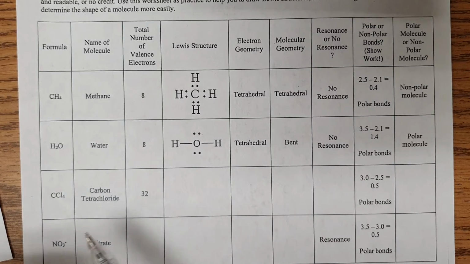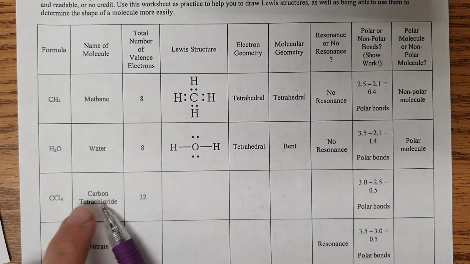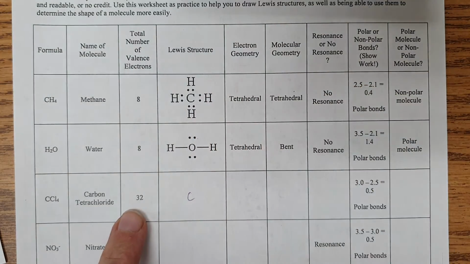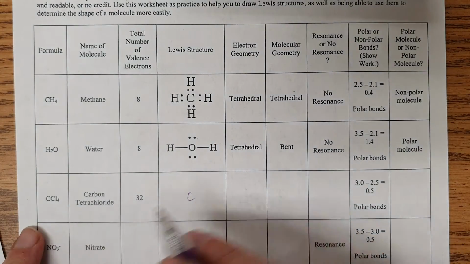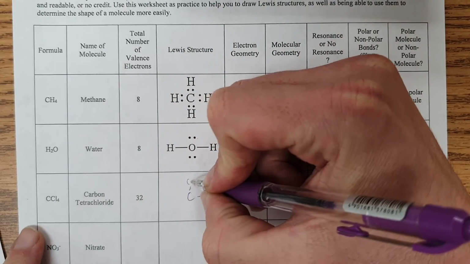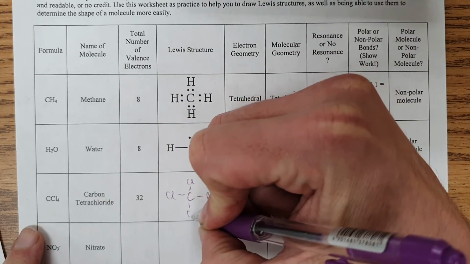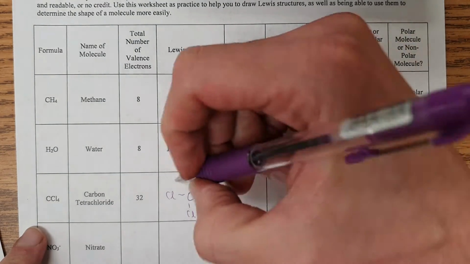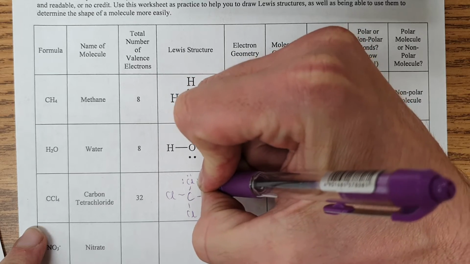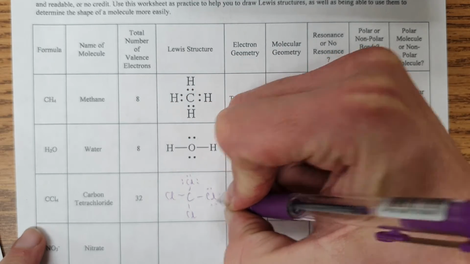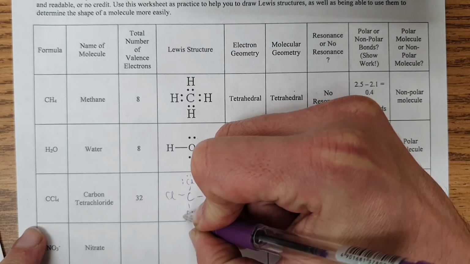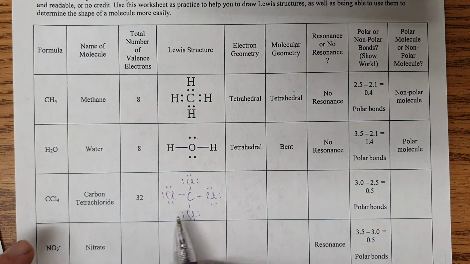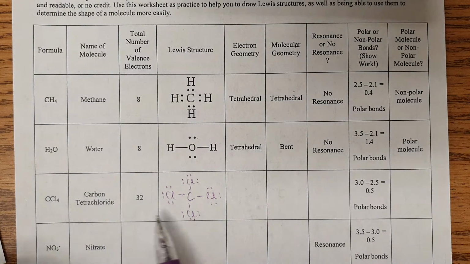Okay, so let's go through and do another example. Carbon tetrachloride. 32 valence electrons, conveniently calculated for you. So there's carbon, and I'm going to put the 4 chlorines, Cl, Cl, Cl, and Cl. And then let's add until I've got 32. So that's 2, 4, 6, 8 so far. 10, 12, 14, 16, 18, 20, 22, 24, 26, 28, 30, 32 electrons, sorry. Stop, don't keep going, and then just check.